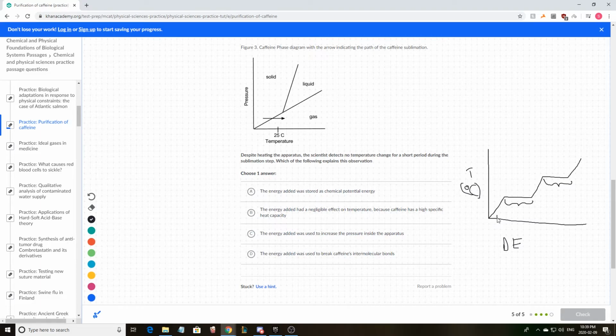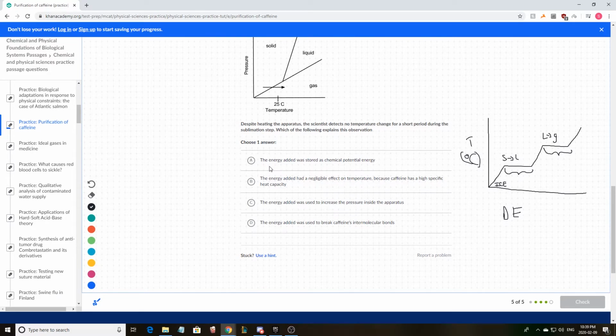So if this were ice, and we heated up ice to 0 degrees Celsius, it would stay at 0 degrees Celsius while you put in more energy until it had turned from a solid to a liquid. And then the temperature would start rising again until you hit 100 degrees Celsius, from when it would go from liquid to gas, and then it would continue to heat up. So remember, when we have these changes in state, we actually don't see any change to the overall temperature of the system. So the options we have here are: the energy added was stored as chemical potential energy.